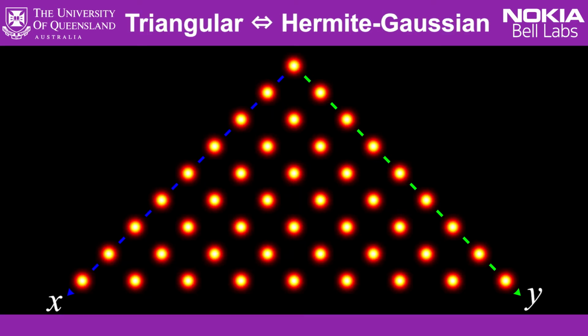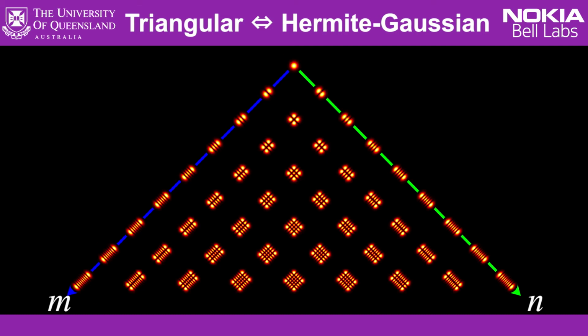What we can do is just take the positive quadrant of a grid of spots in the XY plane and map the XY positions to the XY indices of the Hermite-Gaussian modes. This mapping greatly reduces the number of planes required for the conversion, which we'll see in a second.